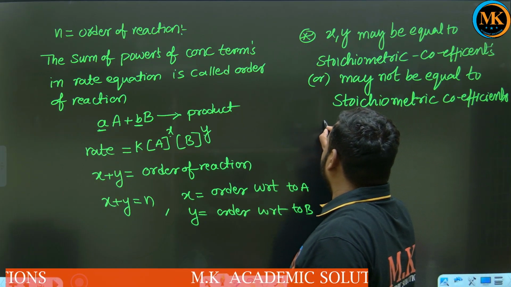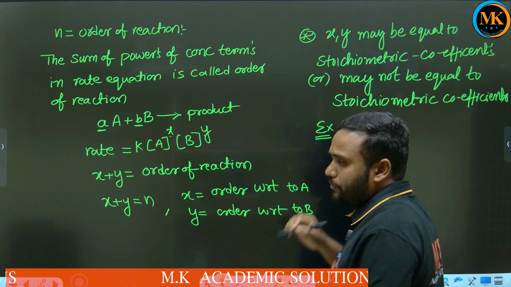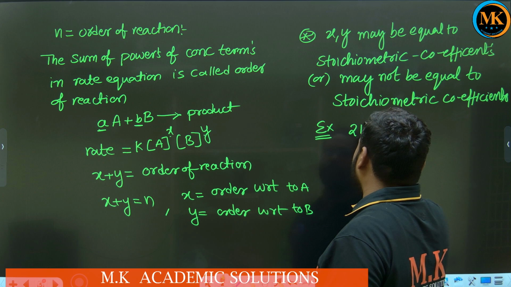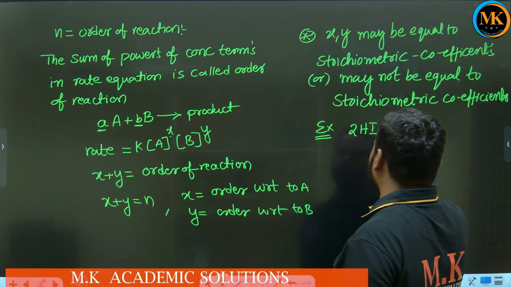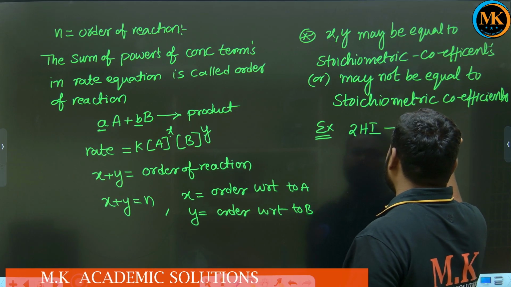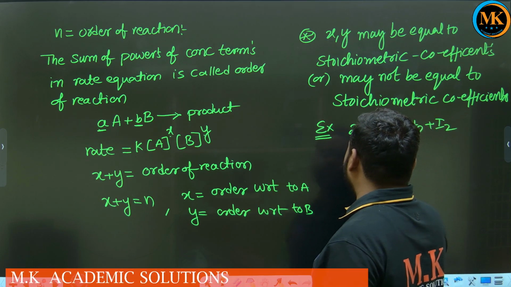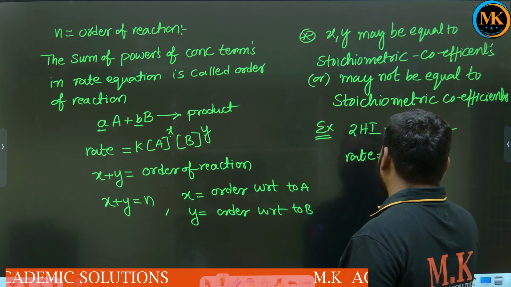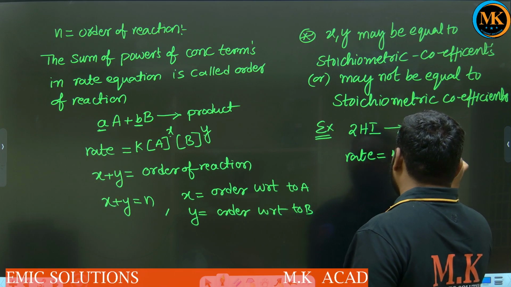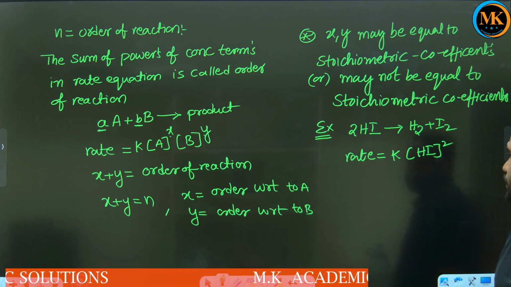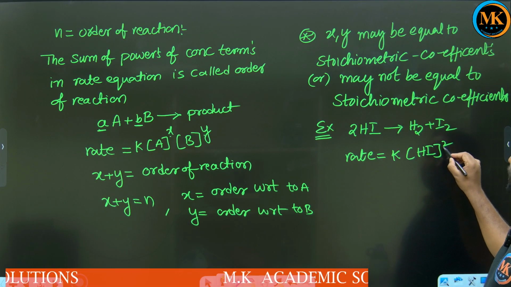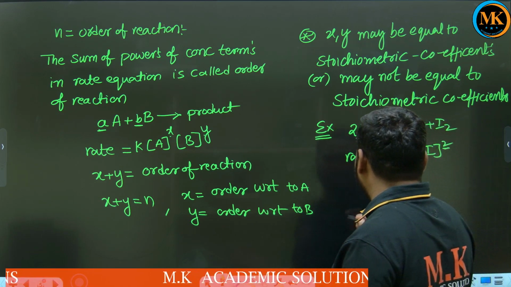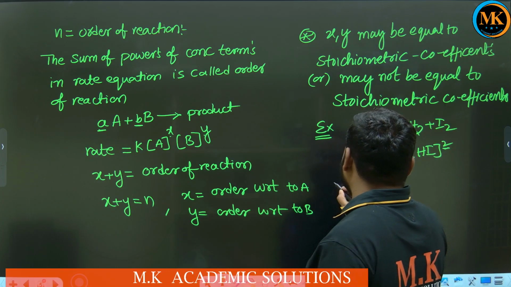For example, you take the decomposition of HI. So 2HI gives rise to H2 plus I2. So now here what is the rate equation for this? Rate equal to K into HI power 2. So here the power value is equal to what, children? Stoichiometric coefficients.